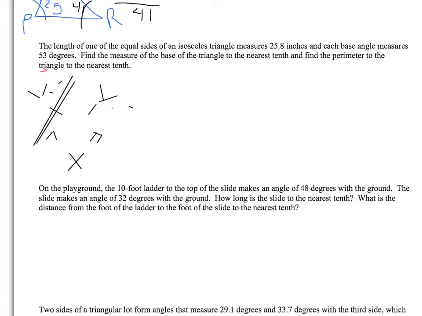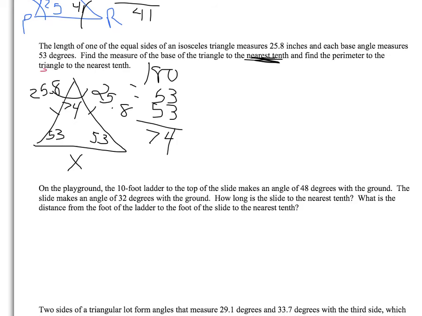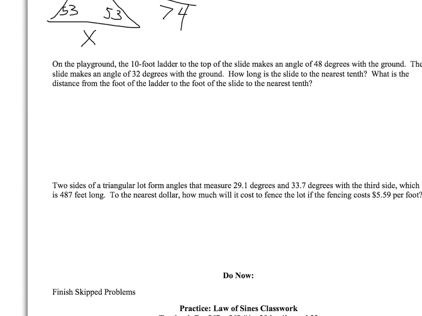Alright, so that means we're looking for that side. And in order to get that side, we need the angle across from it. To get the angle across from it, it's just like last time: 180 minus 53 and 53 will give you 74. Okay, so what you're going to do is find x to the nearest tenth. Afterwards, you find the perimeter. The way you find the perimeter is just add up all three sides. So I'm going to save that one for you guys to do as well.